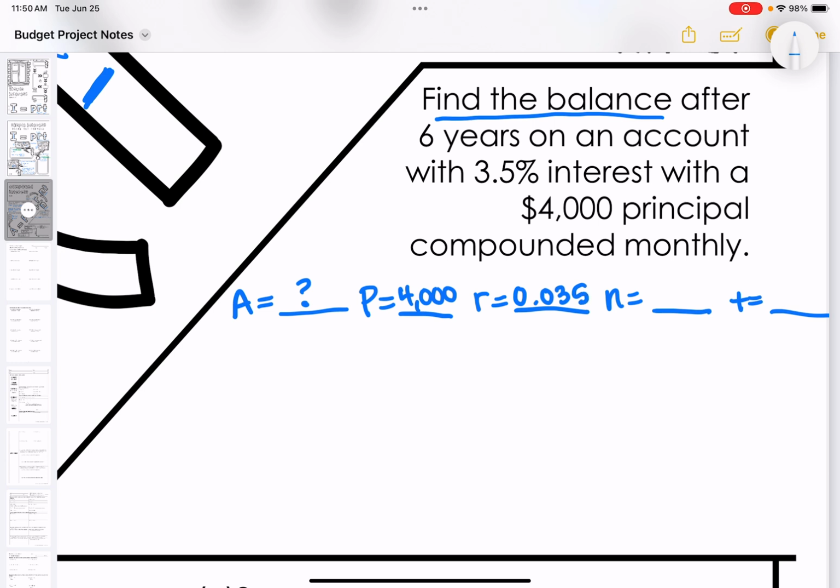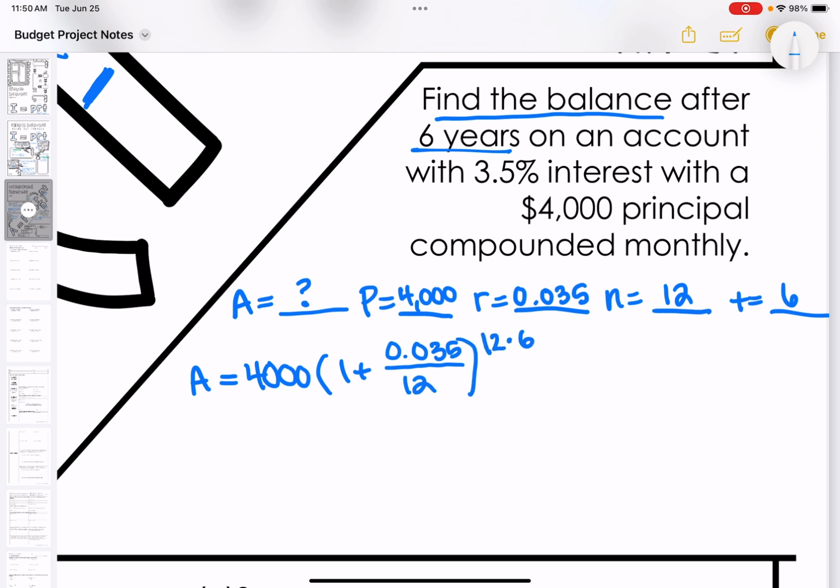N is the number of periods in a year. So it's compounded monthly. So there are 12 months in a year. So my N value is going to be 12. And then time is going to be 6 years. Now I'm just going to put those numbers into my formula. And that's 12 times 6, not 12.6.